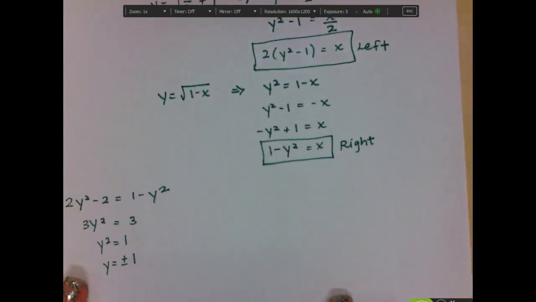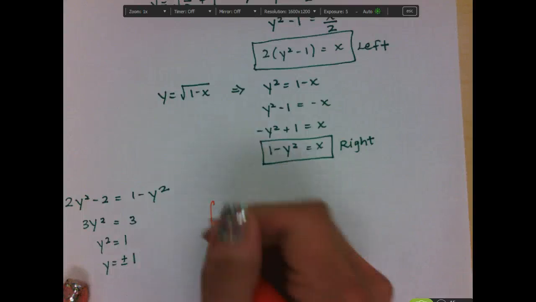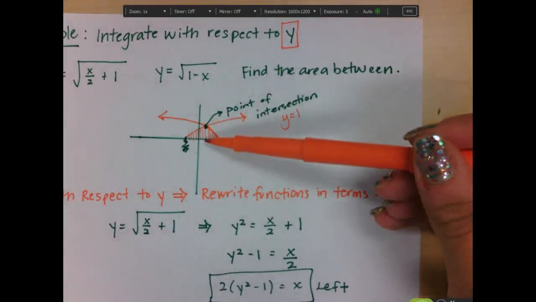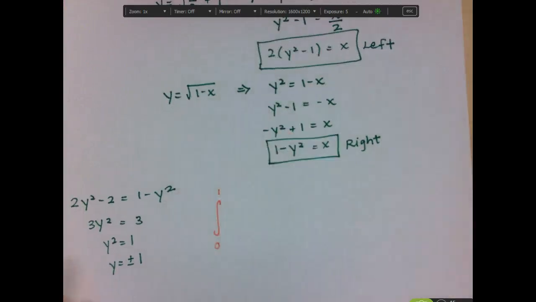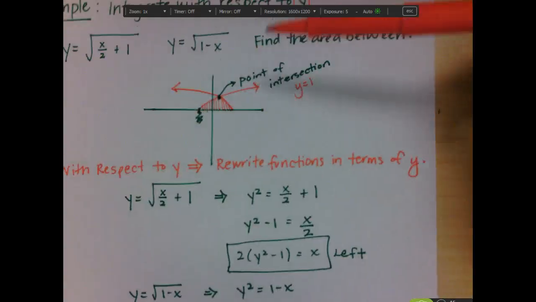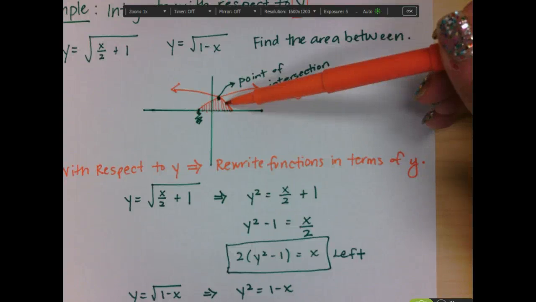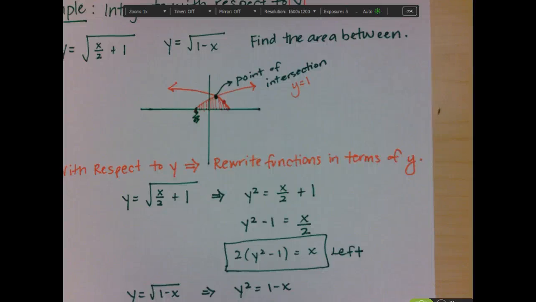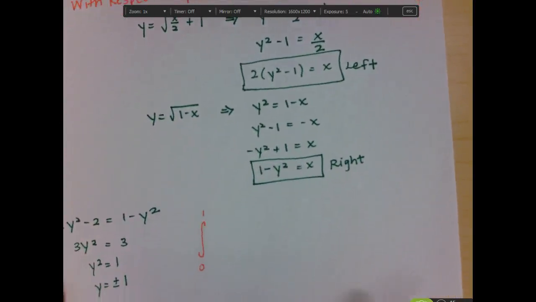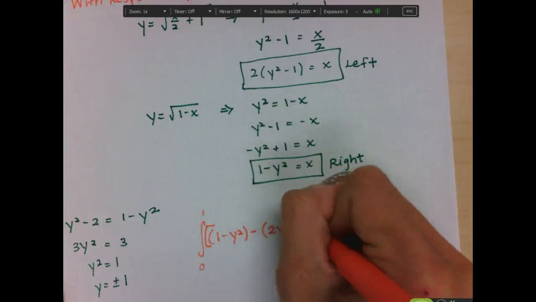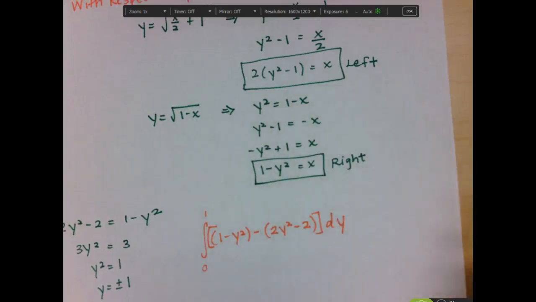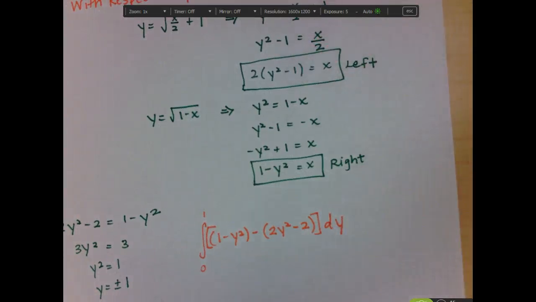Alright, so let's set up this integral. So I'm integrating from 0 on the bottom here, that's my lower limit of my interval, up to positive 1. And I need to take f of y minus g of y. And the greater valued function has to come first. Whichever function is on the right in our region is the larger valued function. So in this case we have 1 minus y squared, and we're going to subtract from that 2y squared minus 2. Again, I went ahead and distributed that 2 in my left function, and we're integrating with respect to y.